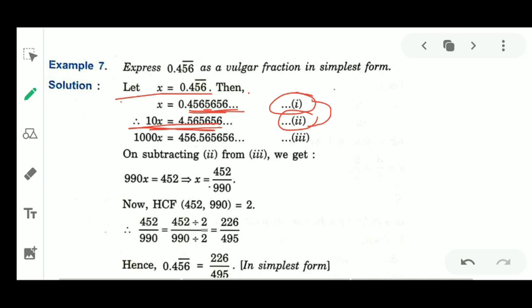Now you get 1000x equal to 456.565656, that is equation 3. Now you can subtract equation 2 from equation 3. We get 990x equal to 452. So x equal to 452 by 990. If you reduce the fraction, you'll get 226 by 495. Hence 0.456 bar equal to 226 by 495.